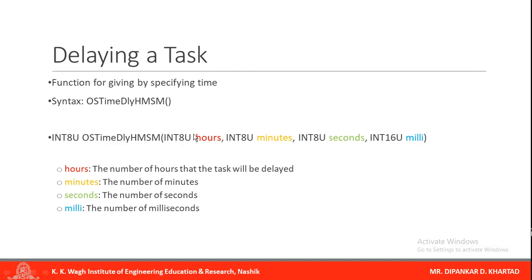Now if you want to delay a task for 2 seconds and 20 milliseconds, you will call this function, then in the first arguments you will pass 0, 0, then 2 seconds, then 20 milliseconds. So 0, 0, 2, 20. This is how you will use the OS time delay function. The previous one was a little bit complicated, but this function is very useful and it can be used by everyone.